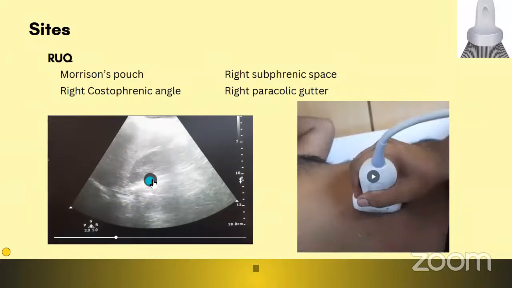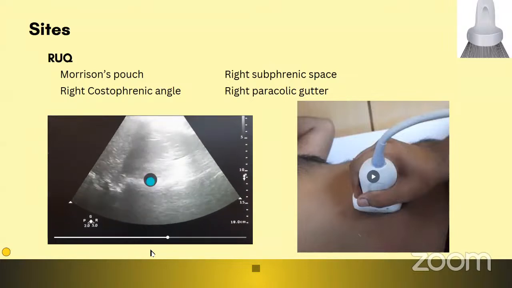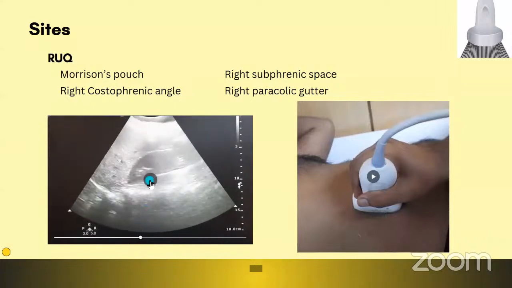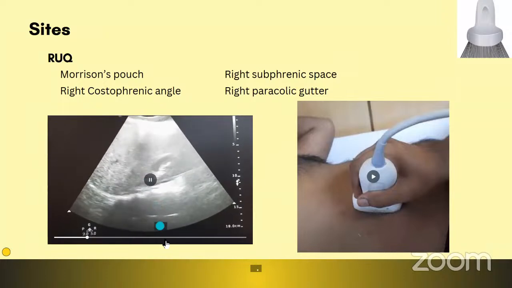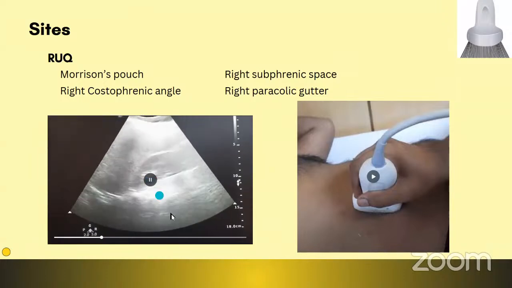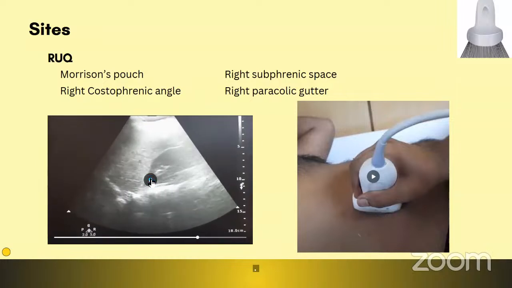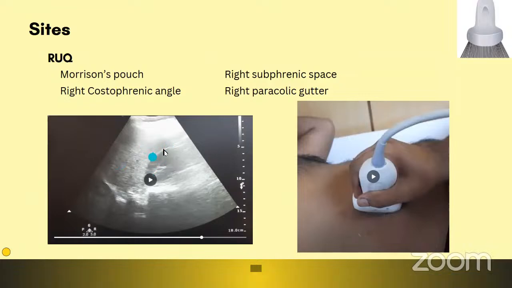So in this image, let me show it to you. Morrison's pouch, other name is hepatorenal recess or hepatorenal pouch. So we have the right kidney and liver, and that's a potential space in between. So this is called Morrison's pouch or hepatorenal recess.